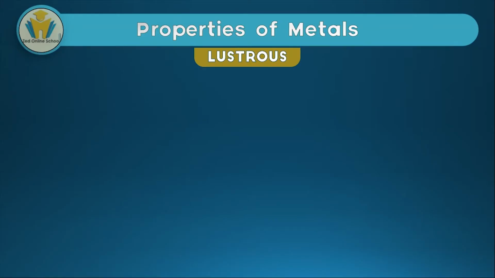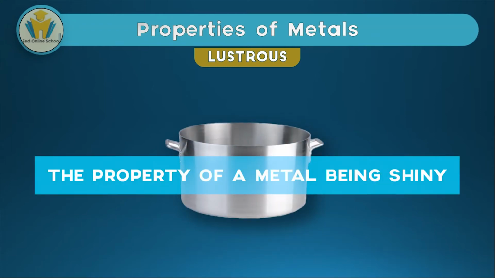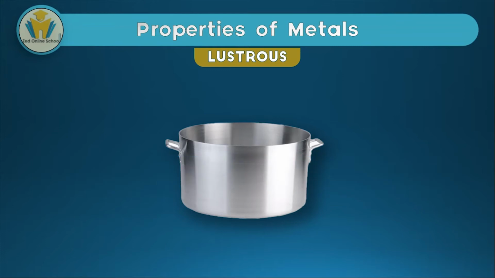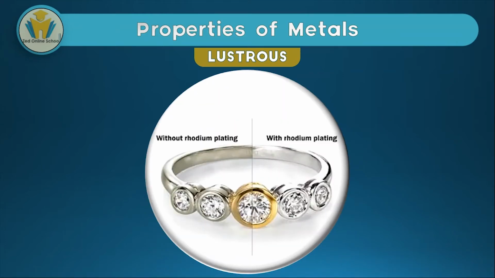There are 6 properties of metals that you should be able to remember. The first, as you can see, is the property of a metal being lustrous. This just means a metal has the property of being shiny. Most metals will be shiny. However, sometimes their shininess might not be very pronounced because they are not polished all the time, but most of them are shiny. You should always remember that the most lustrous metal is rhodium. In this diagram, the left part of this ring doesn't have any rhodium, while the right part has a rhodium plating. You can see the difference in how shiny the right part is.